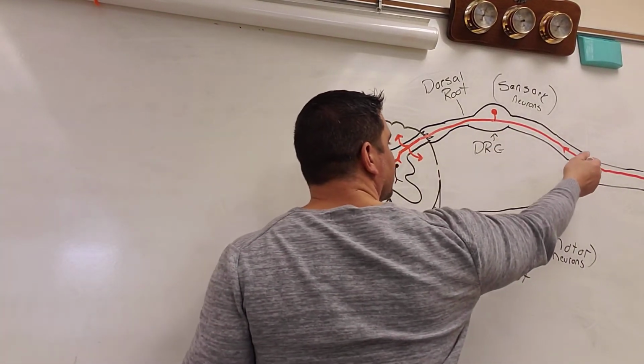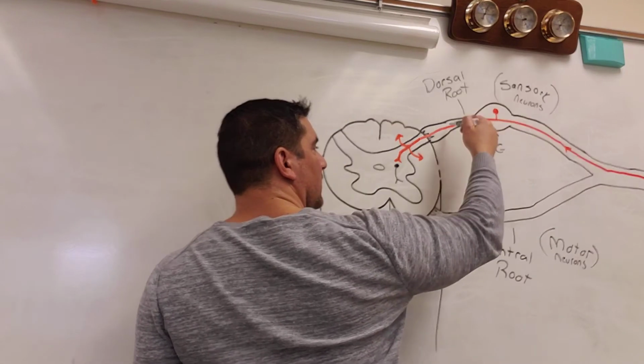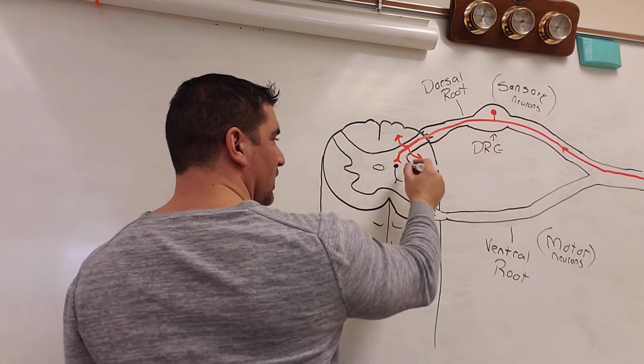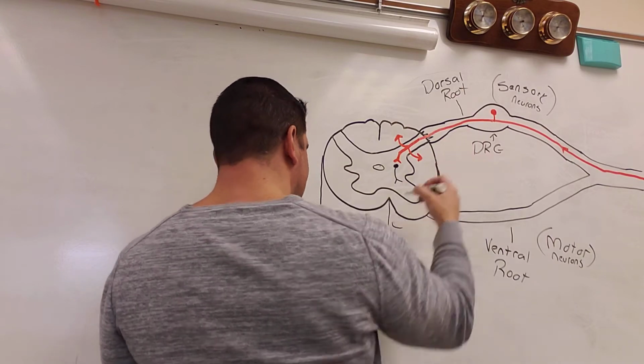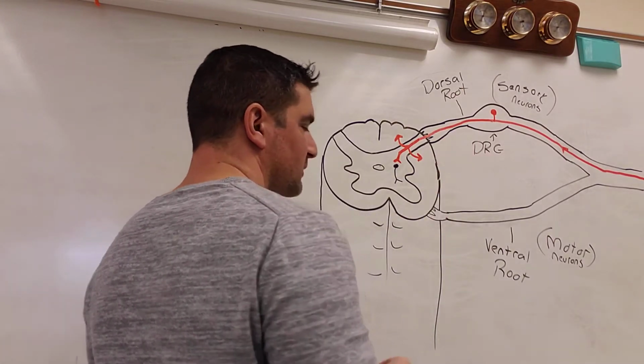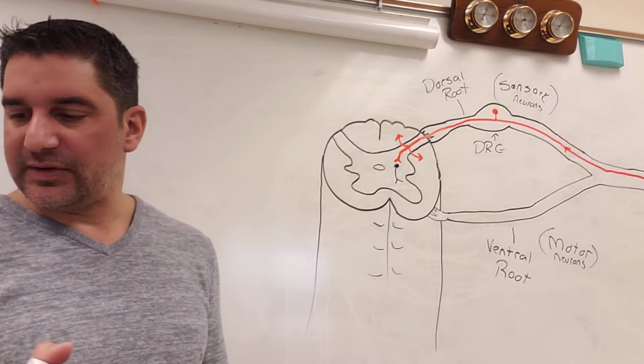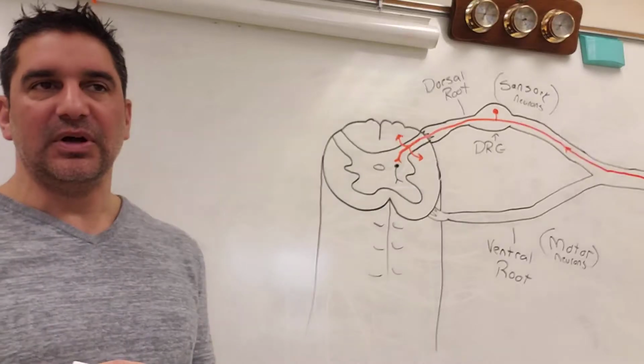So it goes from our sensory neuron to our interneuron. It's an interneuron right there. And it's going to synapse. You want to take a guess real quick as I draw it? What's it going to synapse with?